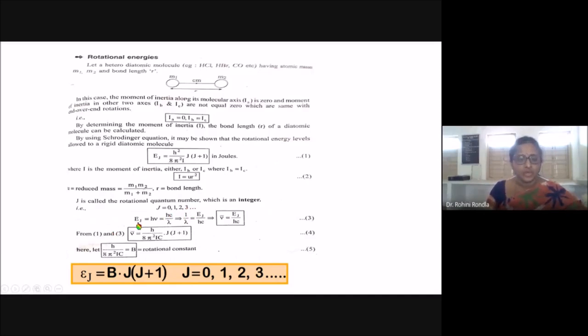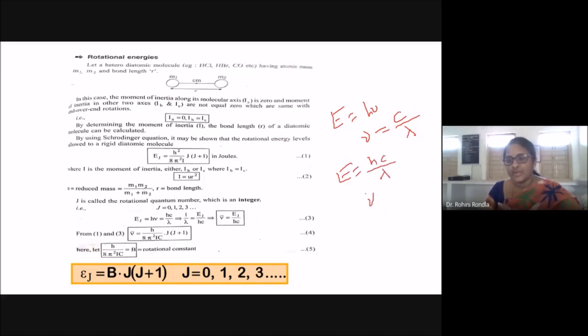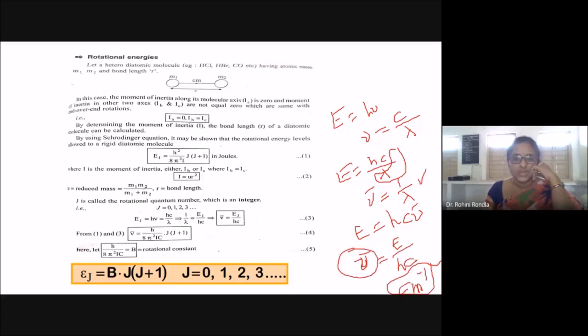Now we know that E is equal to h nu, and the frequency nu is equal to c by lambda. If you substitute this, E is equal to hc by lambda. We know that wave number nu bar is equal to 1 by lambda. So take this 1 by lambda as nu bar, then E is equal to hc nu bar. Nu bar is equal to E by hc. So that is the formula.